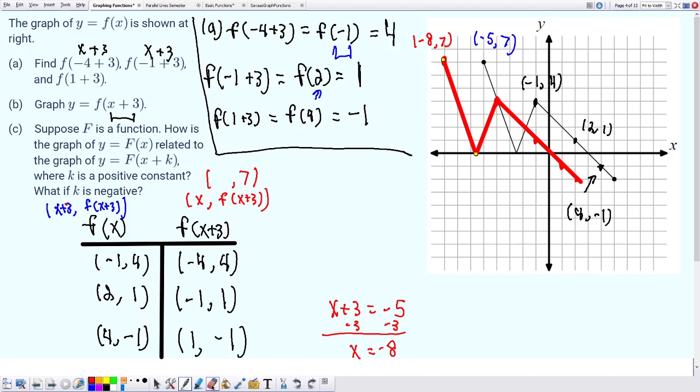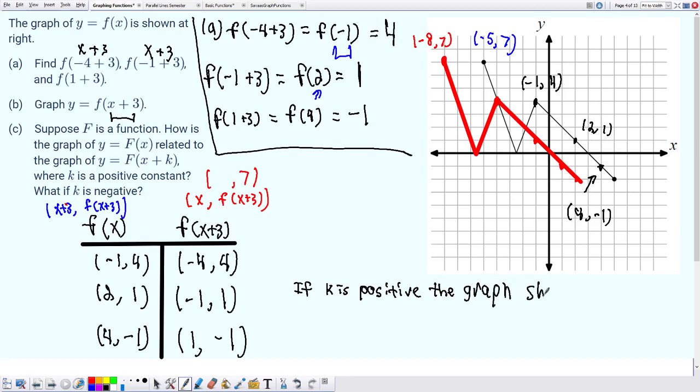So part C asks us, suppose f is a function, capital F. How is the graph of f of x related to the graph of f of x plus k? Where k is positive, what if k was negative? Well, we know what happens when k is positive. If k is positive, the graph shifts to the left k spaces.